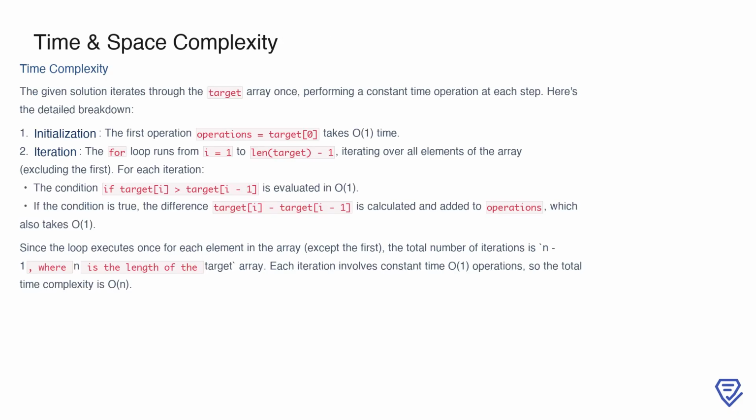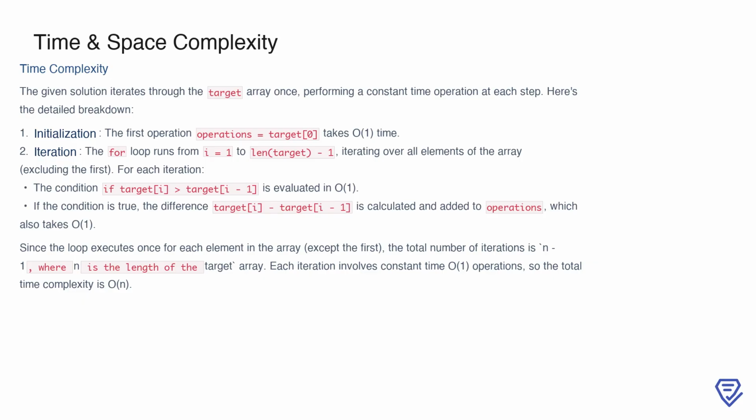We begin by analyzing the time complexity of the solution. The algorithm iterates through the target array exactly once. It starts with an initialization step where the first element of the array is assigned to the operations variable. This step takes constant time, or O(1).